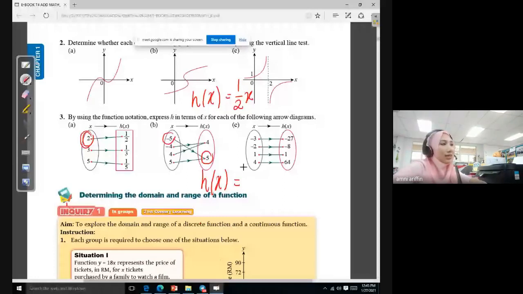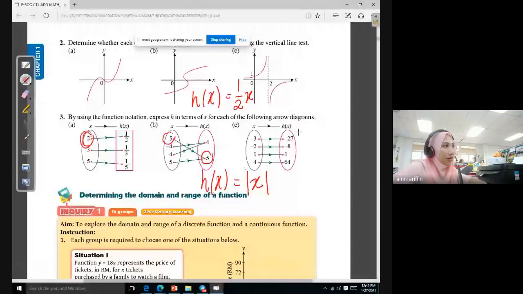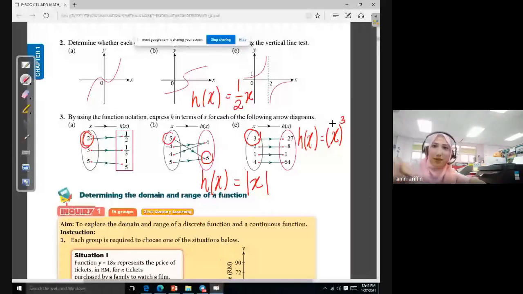Ya, okay, cuba tengok yang 3 ni. Ni akan jadi macam mana? Dia nampak kan negative 3. Here is negative 3 and then dia punya image adalah negative 27. So dia akan jadi macam mana? Power of 3. x. Betul lah tu. Yes, power of 3. So dia akan jadi hx and then dia akan jadi x power of 3. Okay, nampak tak?